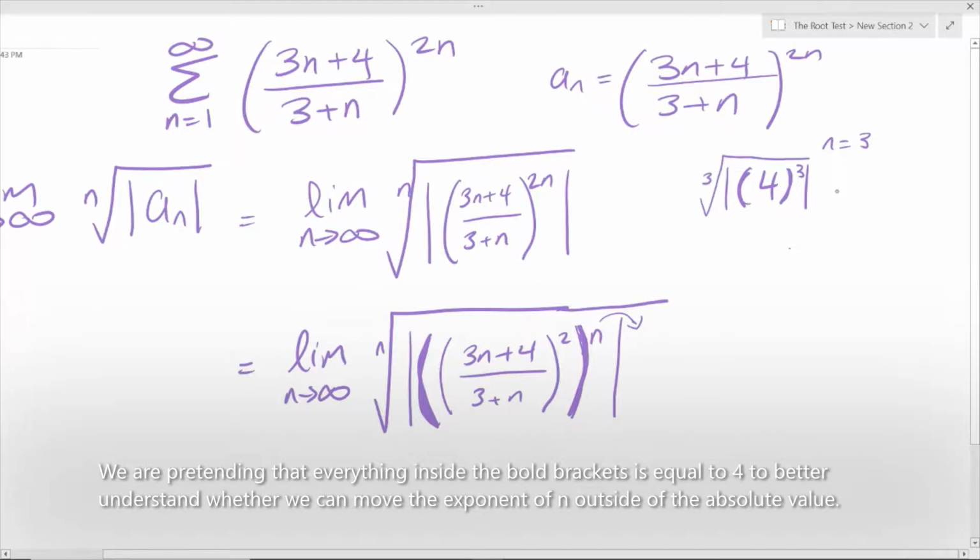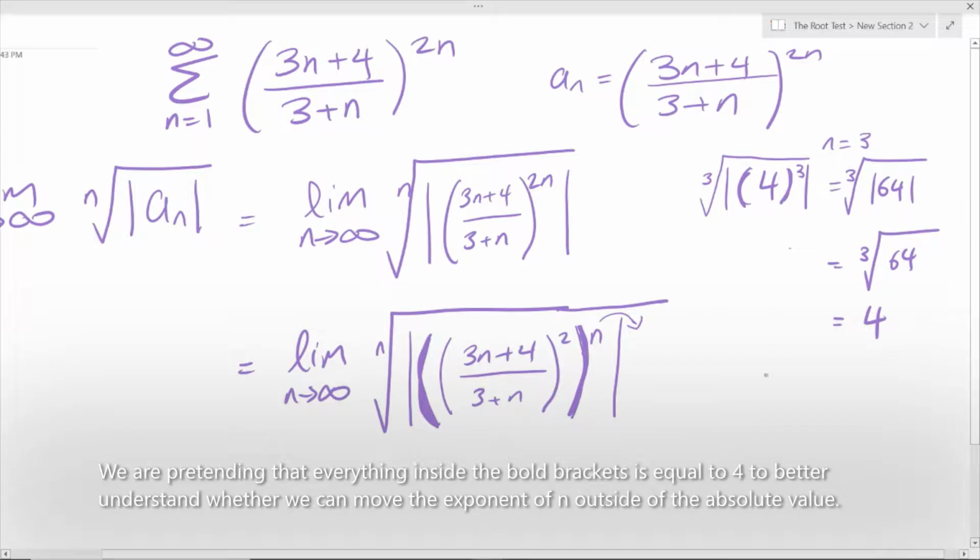Okay, so think of it this way. It's just like considering an easier example on the side. So if we find the absolute value of 4 to the exponent of 3, it's going to be 64. It's surrounded by absolute value signs, and then the cube root of 64. The absolute value of 64 is just going to be 64, and the cube root of this is just going to be 4.